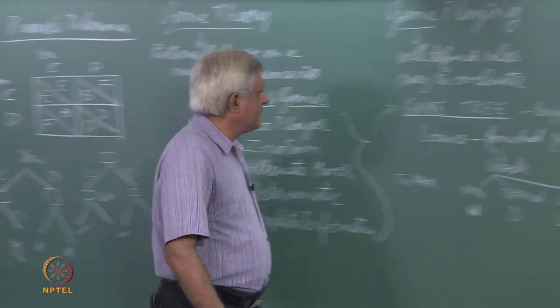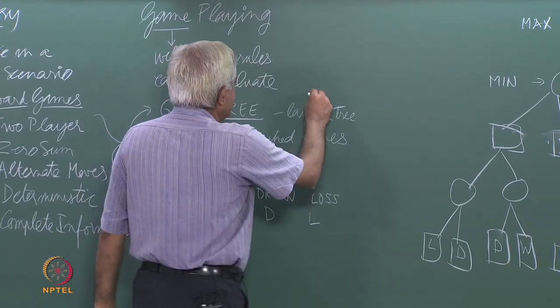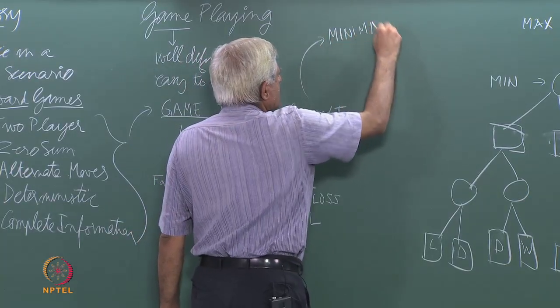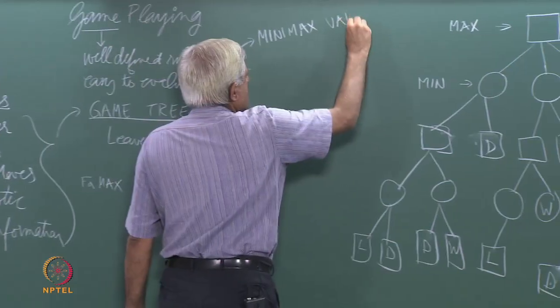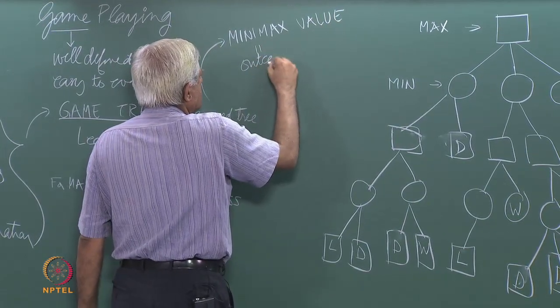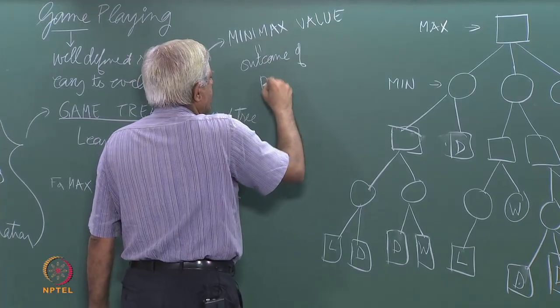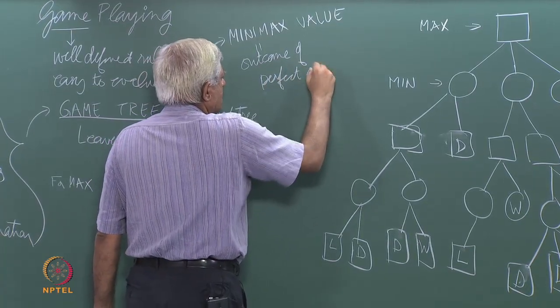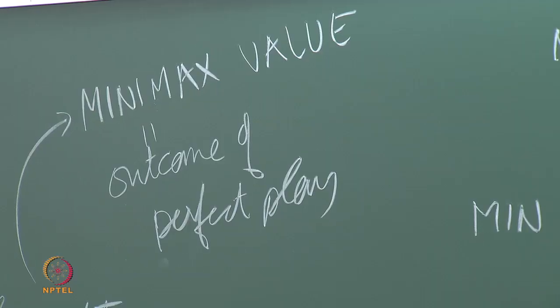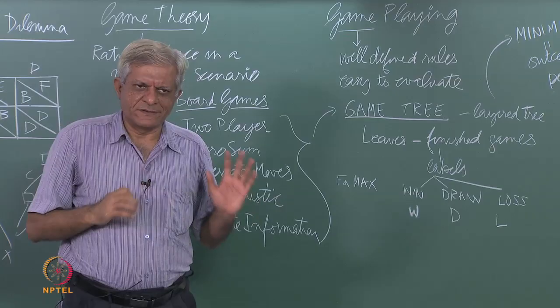So, how do we define this? The outcome is called the Minimax value. It is equal to the outcome of perfect play on both sides. And by perfect play we mean that each player is making the correct choice.